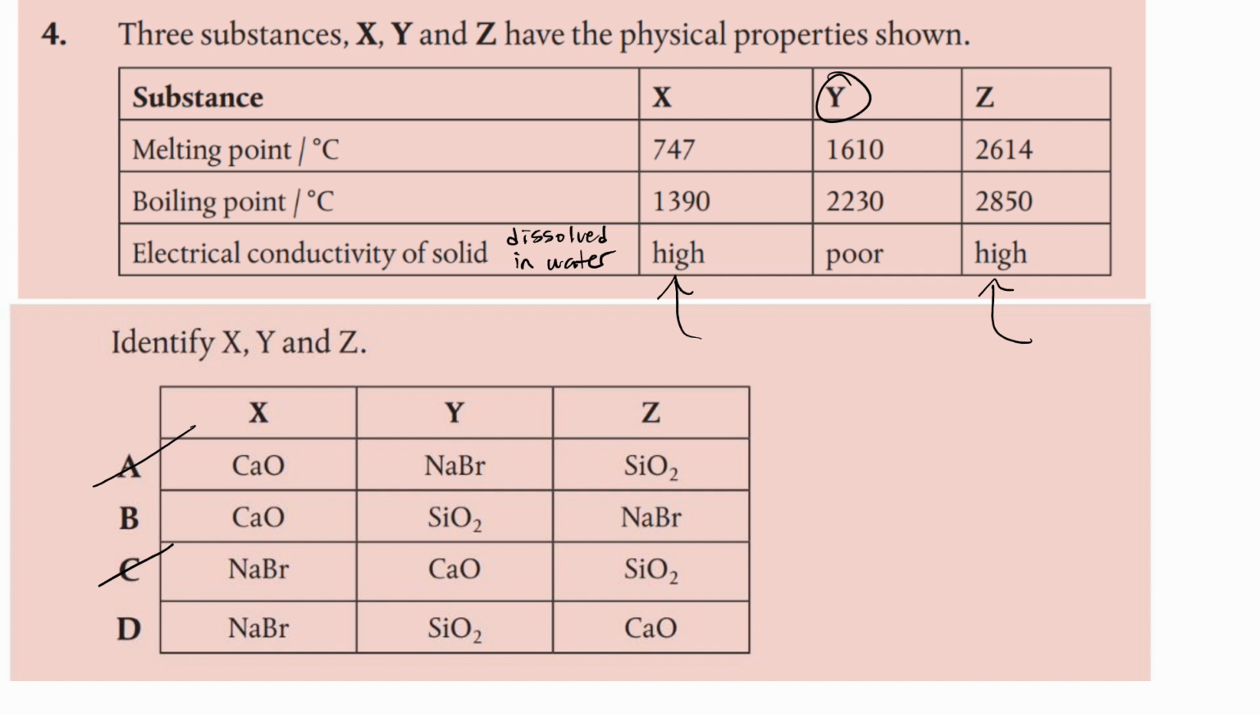Now, if we go back to Coulomb's law, remember, the higher the charge, the more force it requires to break it apart, which would mean a higher melting and boiling point. Now, since calcium oxide is a positive 2 charge and a negative 2 charge, that means it's a higher charge, which means it would require more force to break it apart, which means Z, because Z has a higher melting and boiling point, Z would be calcium oxide, and X would be sodium bromide. So D would be our answer here.